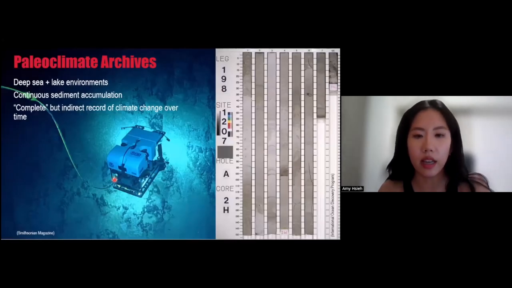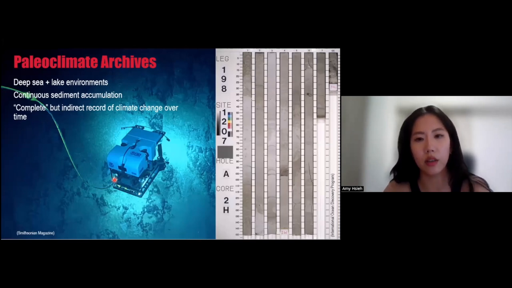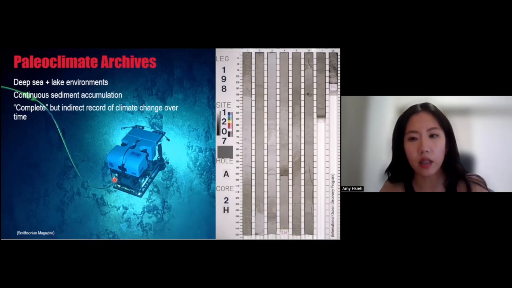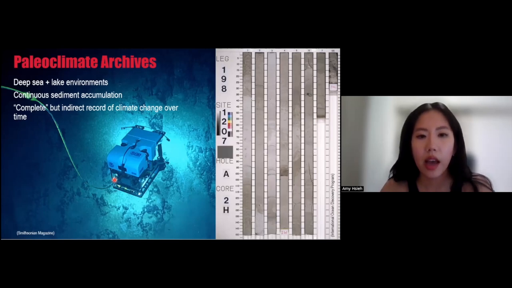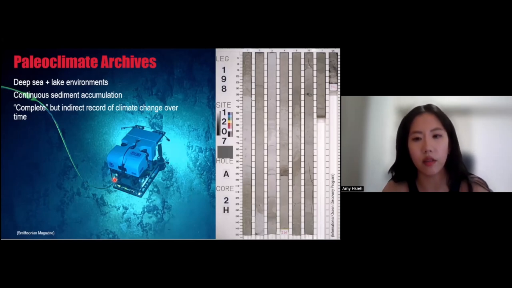And traditionally, studies on these cycles and their impact on climate in deep time have been conducted using proxies from deep sea and lakes, where sediment continuously accumulates. And this is thought to provide a complete record of environmental change over time. However, sediment deposited in these environments are indirectly affected by climate-driven processes like sea level change or intensified extreme weather events.